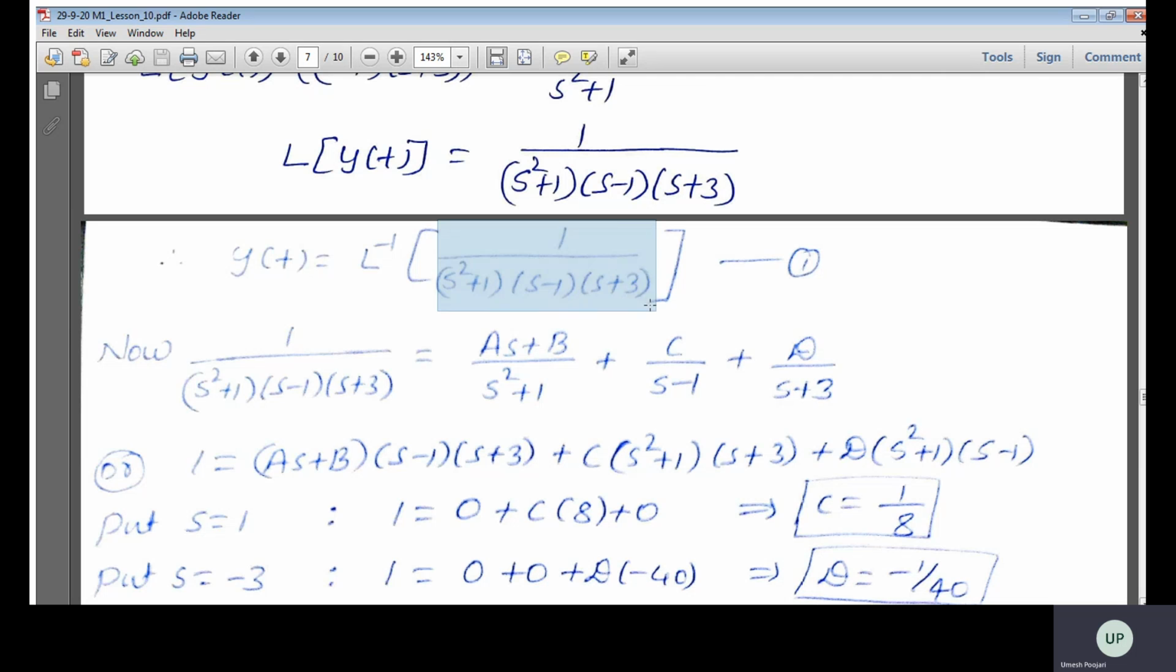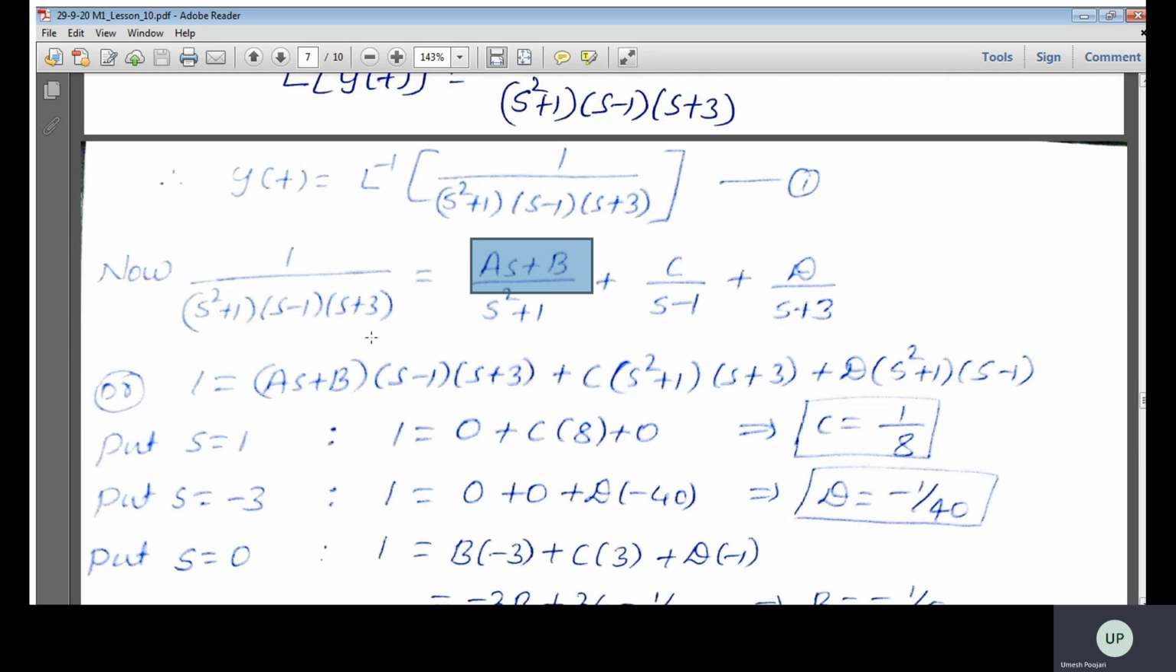Again, how will you find L inverse of this? We can use partial fraction. Because there is a product of three different terms, we can separate this product by applying partial fraction. So 1 divided by s square plus 1 into s minus 1, s plus 3 will be as plus b divided by s square plus 1. Why is it as plus b? I told you, third type of partial fraction. In the denominator you have a quadratic term, s square plus 1, so you have to write as plus b. Second and third, we don't have repeated terms here. So c by s minus 1 plus d by s plus 3.